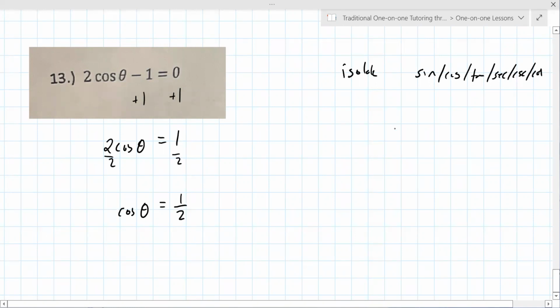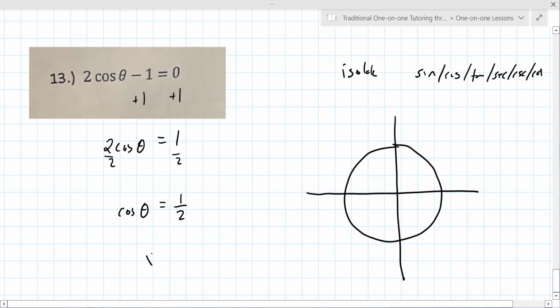Okay, and this is where you go to your unit circle, which is on that reference sheet I sent you. I think it's page 3. You go to your unit circle and you're like, all right, where is the x value? Where is the x value positive 1/2? And you're like, oh, there it is. There's one there and there's one there. And it really helps if you know your unit circle.